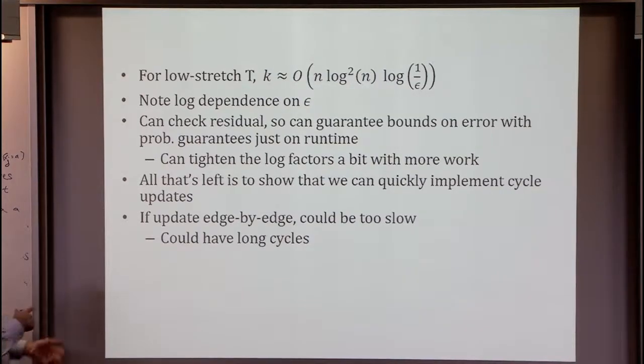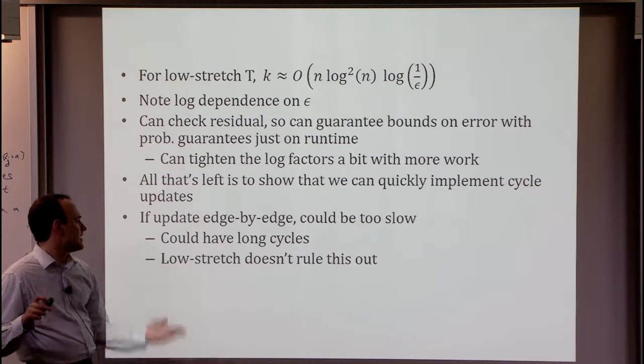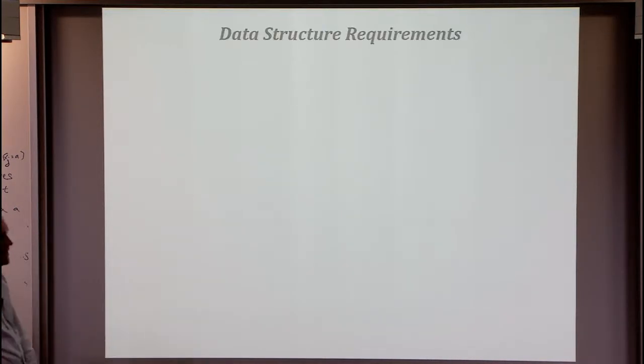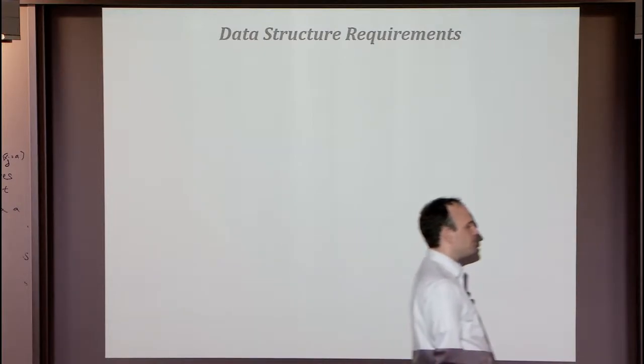So all we need to do is make a data structure that fixes that. The other thing is the stretch is proportional to resistance, whereas the cost of updating a data structure would be the number of edges you touch. So in weighted graphs, the hope that low stretch will balance this out is even less legitimate. Okay, so let me tell you what the data structure has to do.